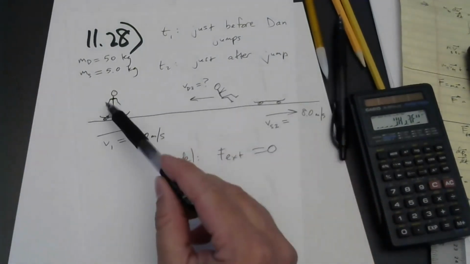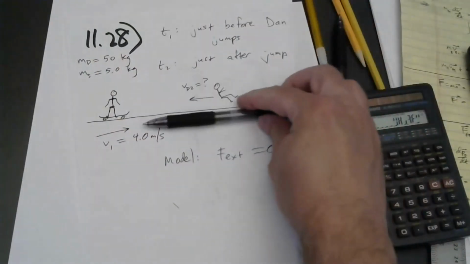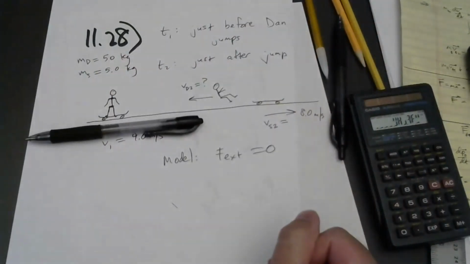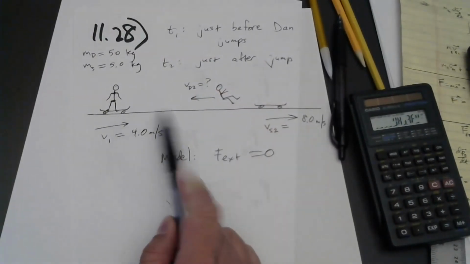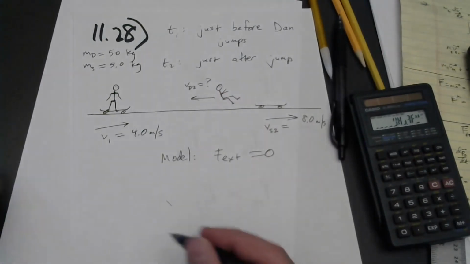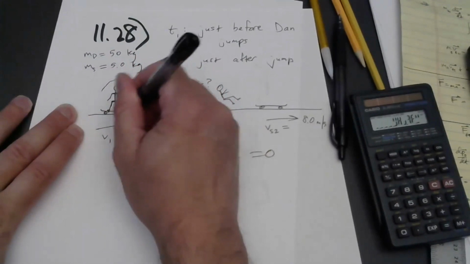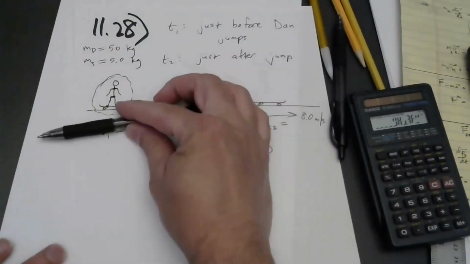Yes, it's true that Dan pushes to the right on the skateboard and the skateboard pushes to the left on Dan, but those are internal forces. Are there any outside forces in the x direction? Well, realistically, the entire time that he's rolling, there's a little bit of rolling friction between the ground and the skateboard. That would count as an outside force. If your system is Dan plus the skateboard, then there is an outside force called friction in the x direction.